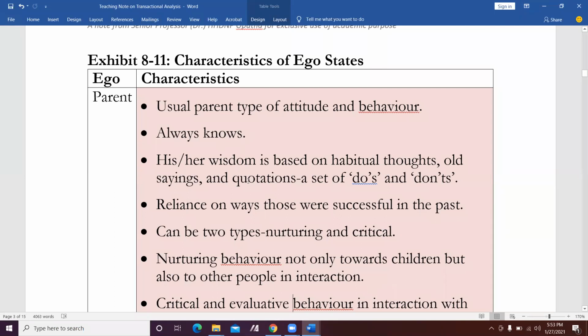Right? Then reliance on ways of those who were successful in the past. So, parents usually highly believe in the past, especially if the past includes many successful things. Then they always attempt to follow their past experience. So therefore, they have reliance on ways of those who were successful in the past.